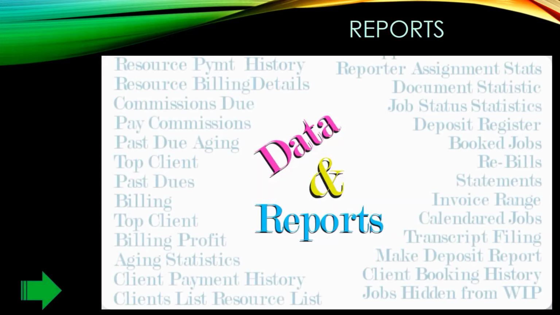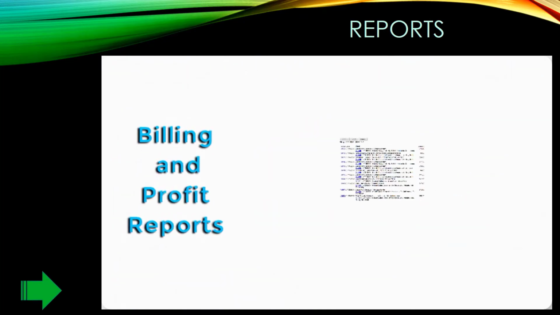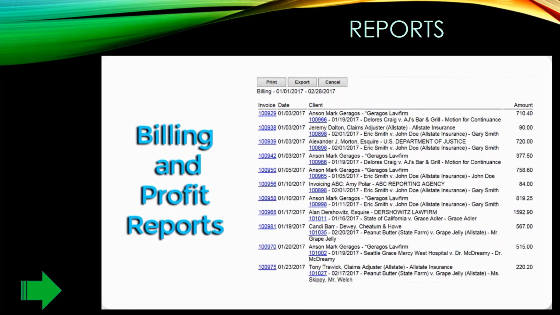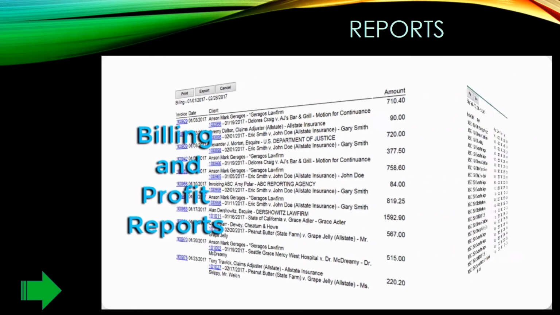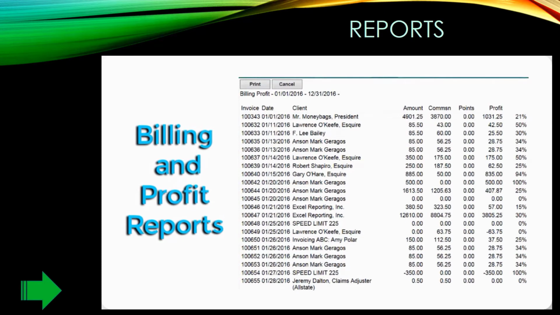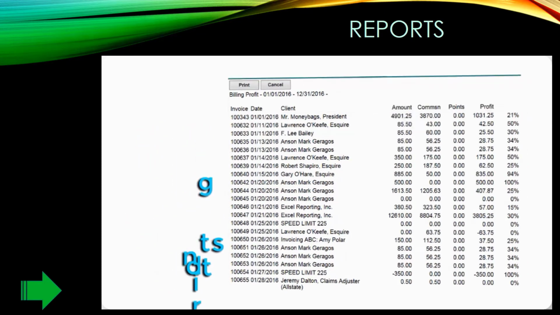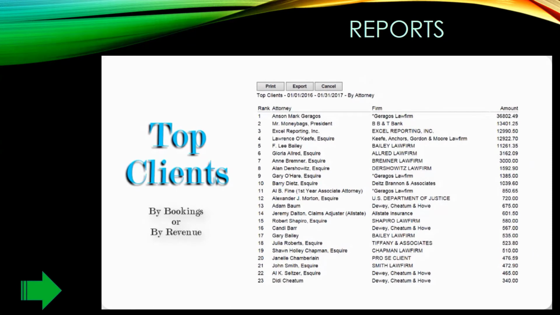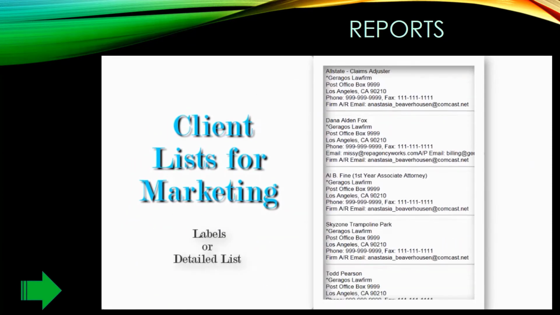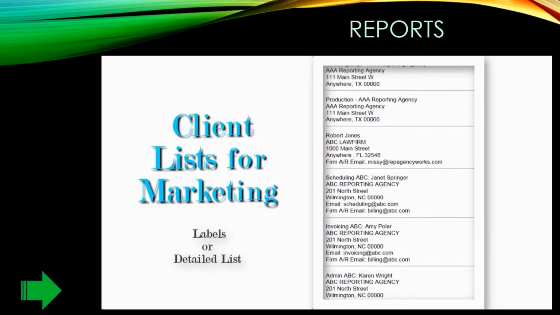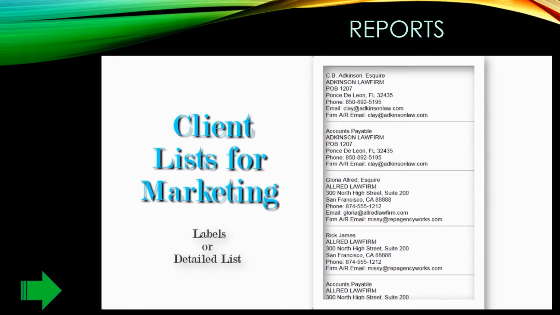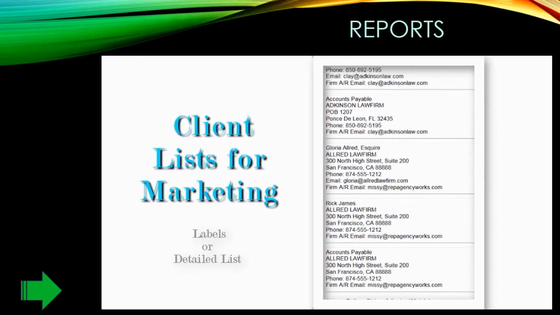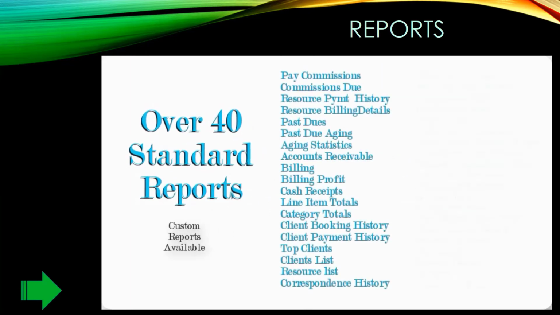There are over 40 standard reports covering everything from billing to statements and past dues, marketing, payroll, deposits, and more. I'll touch on just a couple of them in this short video. Some of the more common ones are billing and billing profit reports. There's also top client and client list reports in various formats that can be used for creating labels or email lists that you might want to use in another software like MailChimp or GetResponse. There's a report for virtually anything you need to run your agency, but we're always open to suggestions and can usually create any custom report that you might need.